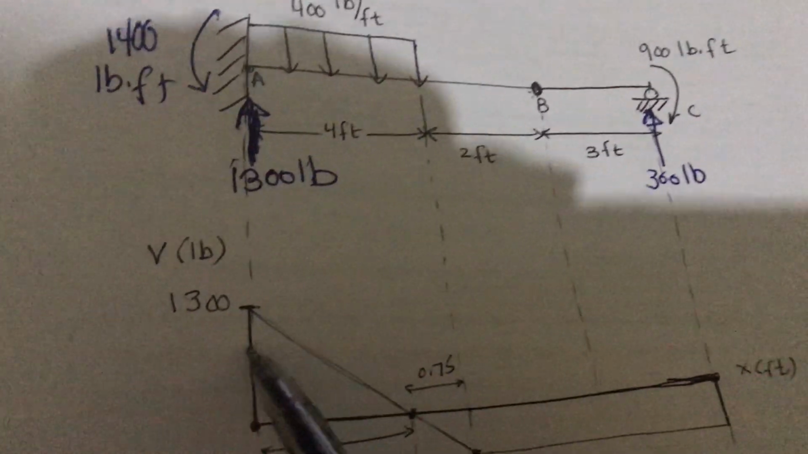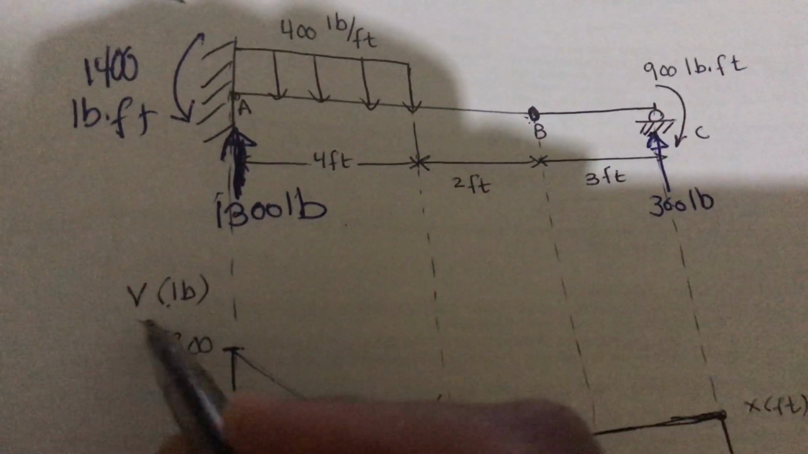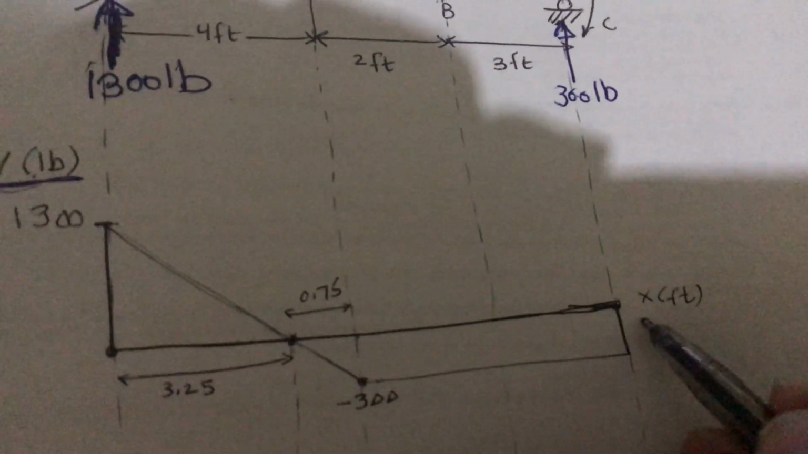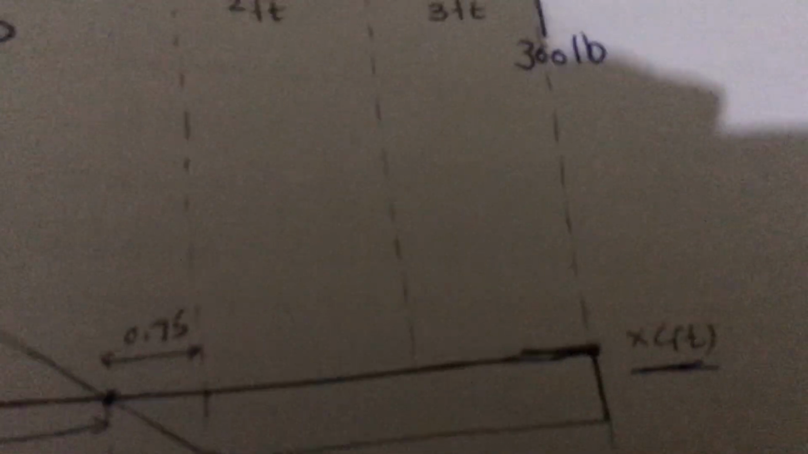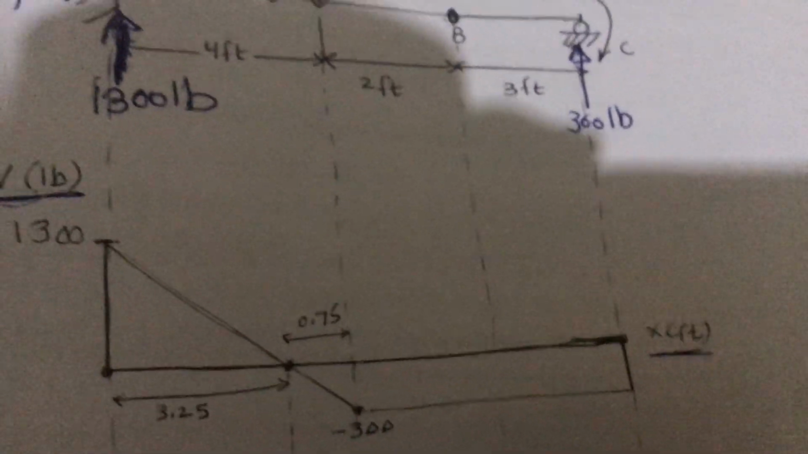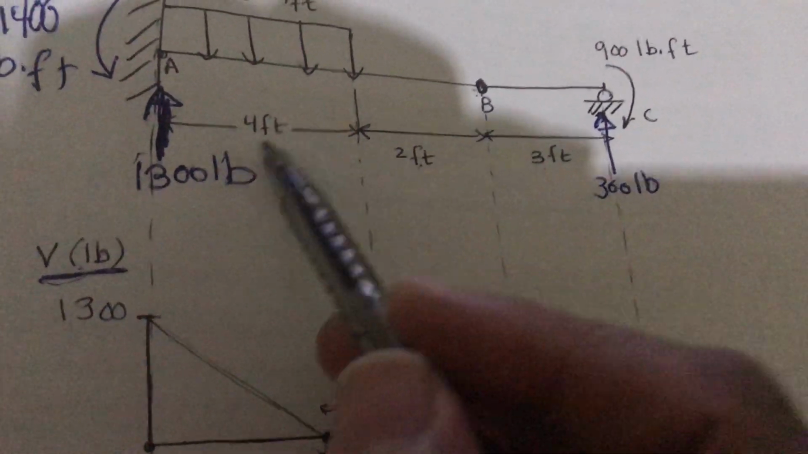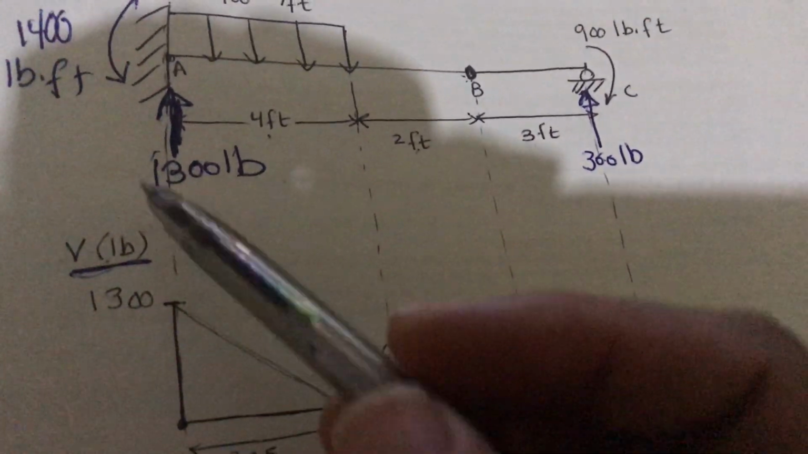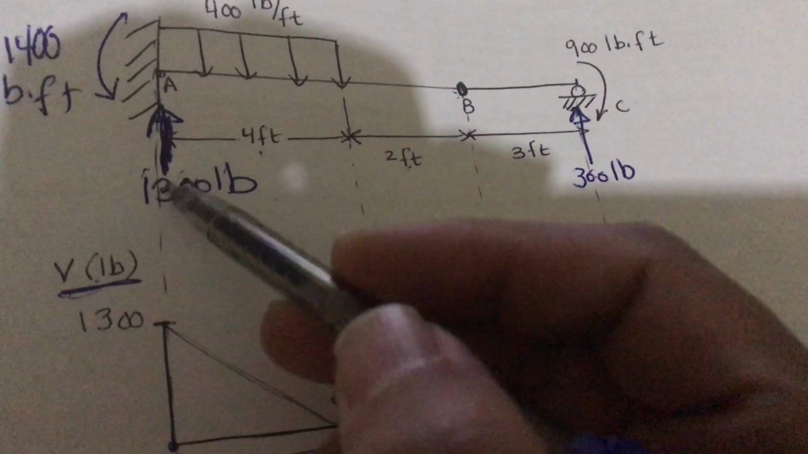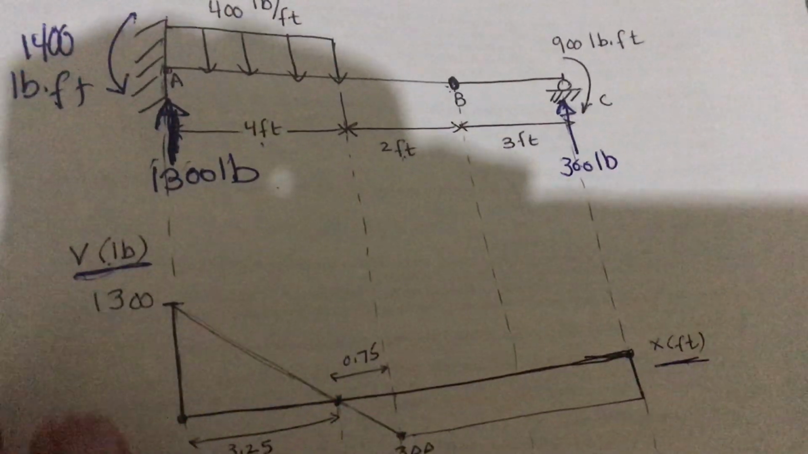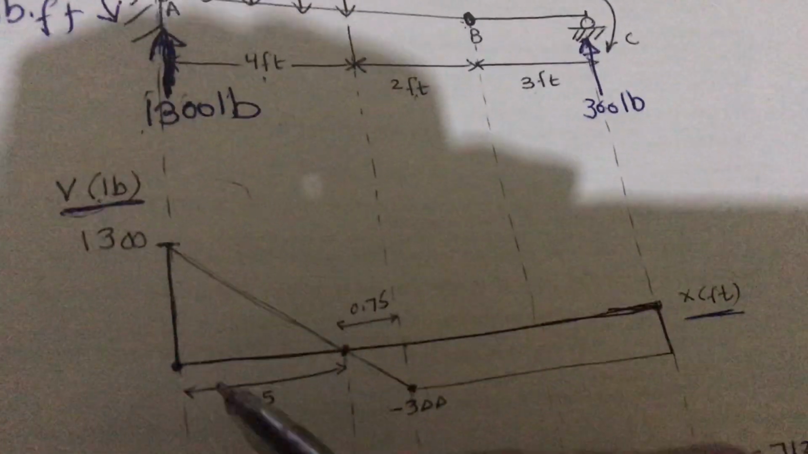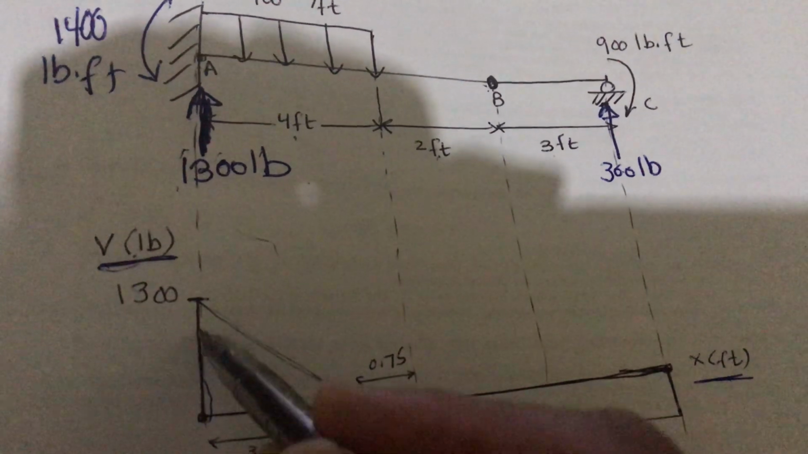Okay, now let's draw the shear moment diagram. Let's start with the shear. It's in pound, so I'm gonna make V pound, and I'm gonna make X in feet because it's in feet, and this shear is in pound. So I'm gonna start like this. This is 1,300 pound up. So in the shear we only look at the y-axis. So 1,300 pound. So we're gonna go up 1,300 pound.